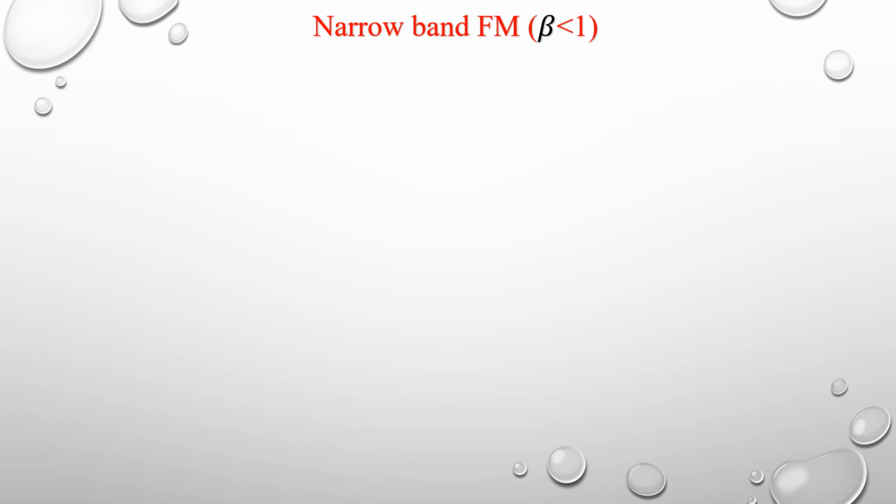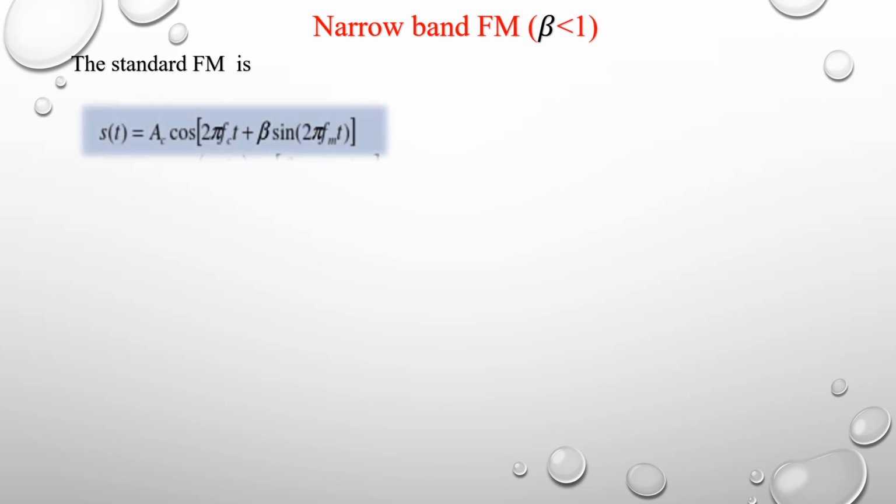So we know that the standard equation of frequency modulation is S of t equal to AC cos(2 pi fc t plus beta sin 2 pi fm t). Here AC is the amplitude of the carrier signal, fc is the frequency of the carrier, beta is the modulation index, and fm is the message signal frequency.